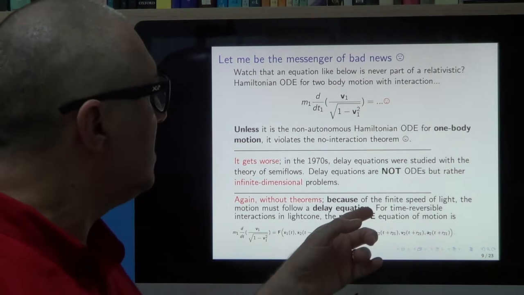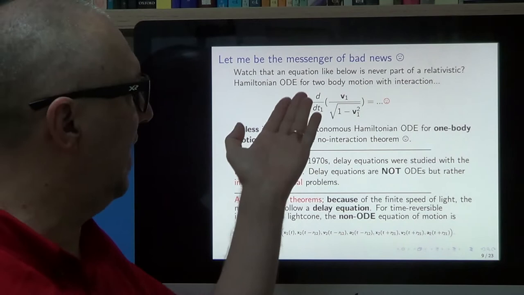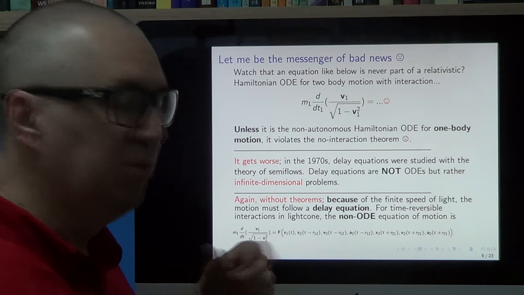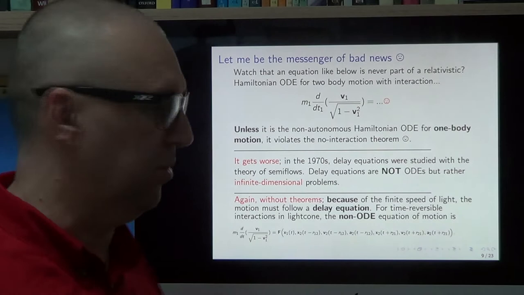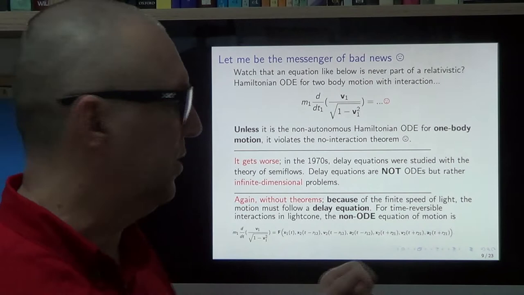For time-reversible interactions in the light cone, the non-ODE equation of motion is, you want an equation like this, and d/dt of this, or you can have an equation like this, but it will be a function of the present position of particle one, the position of particle two in the past light cone, the velocity of particle two in the past light cone, the acceleration of particle two in the past light cone, the position of particle two in the future light cone, the velocity of particle two in the future light cone, and the acceleration of particle two in the future light cone.